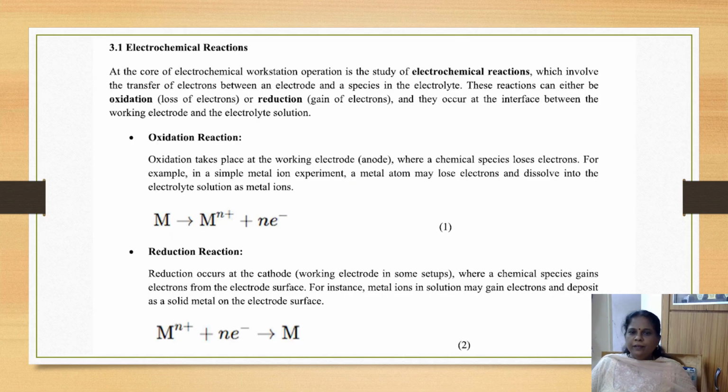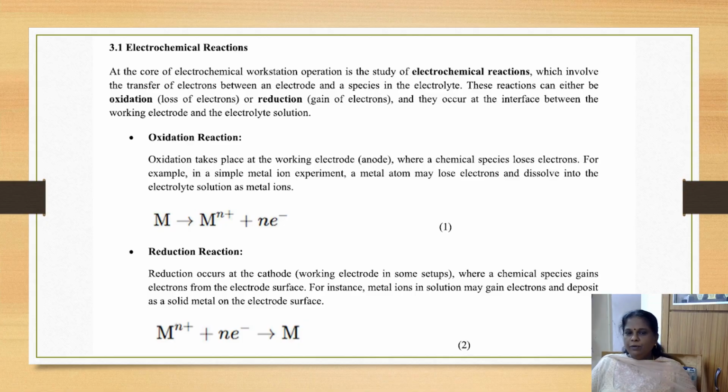The main core of the electrochemical workstation is the study of electrochemical reactions. These electrochemical reactions involve the transfer of electrons between an electrode and a species in the electrolyte. These reactions can either be oxidation or reduction, and they occur at the interface between the working electrode and the electrolyte solution. What is an oxidation reaction?